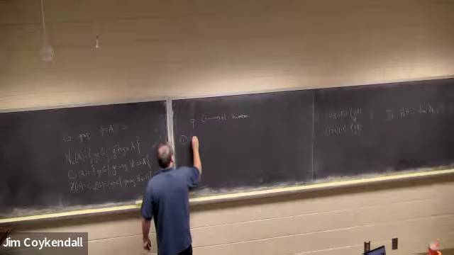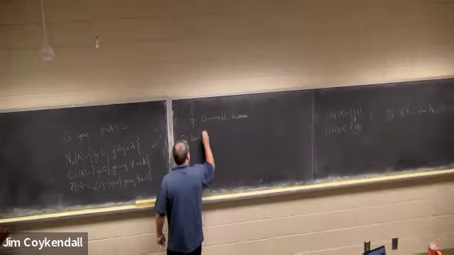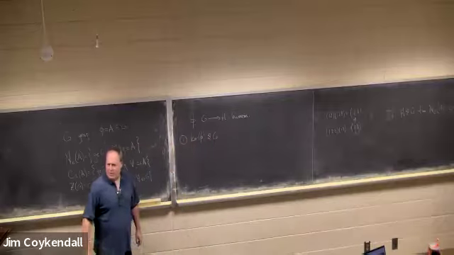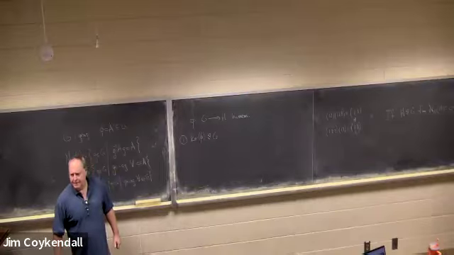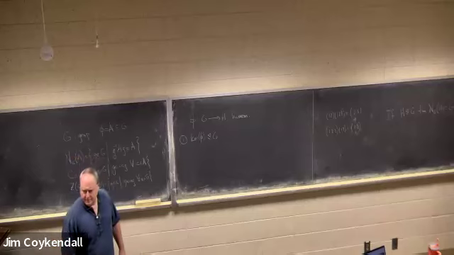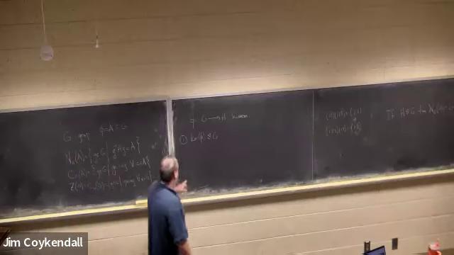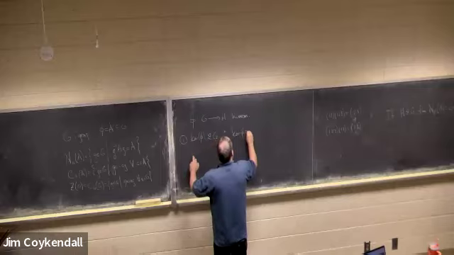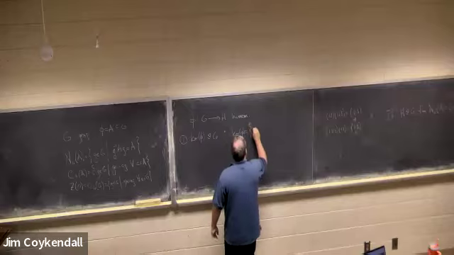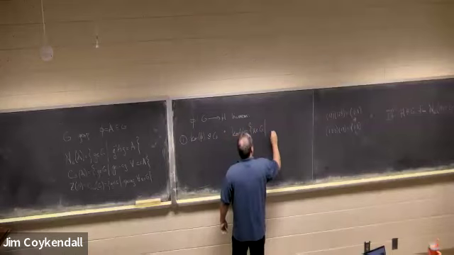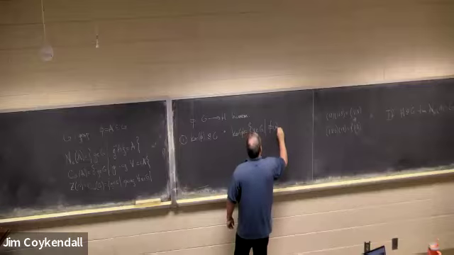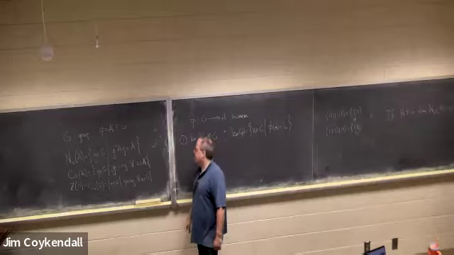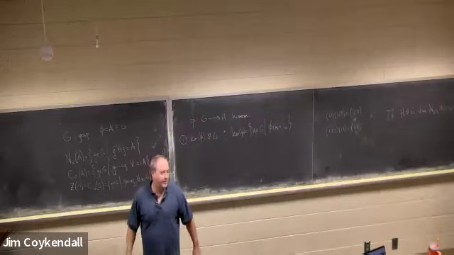Number one, kernel phi is normal. Let me show you that. Kernel phi is the set of x in G such that phi of x is the identity. I'm going to prove that this is normal.